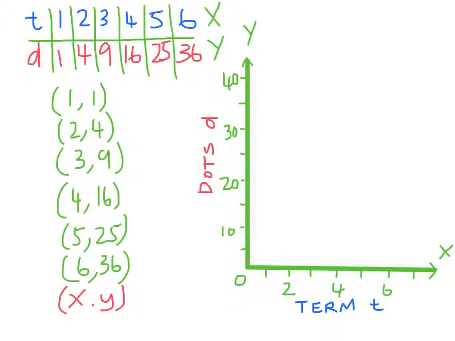Obviously you don't need to write out the coordinates every time, you can just use the coordinate table and we can plot those points. So we have 1, 1, and then we have 2, 4, and then we have 3, 9, we have 4, 16, we have 5, 25, we have 6, 36. And we can connect those points.